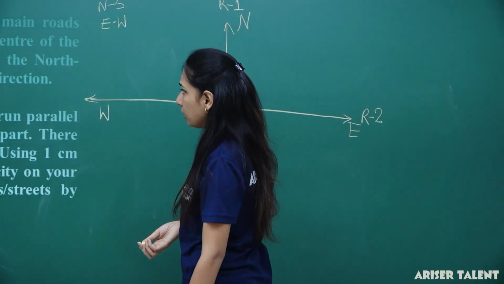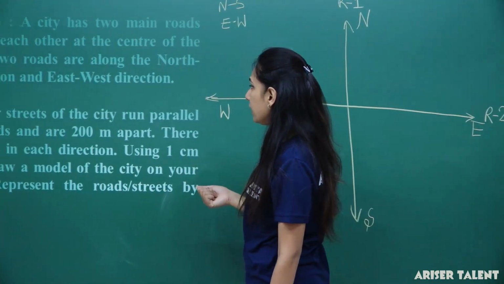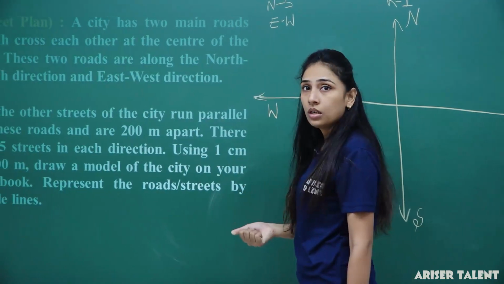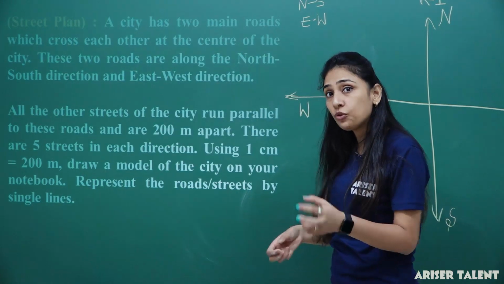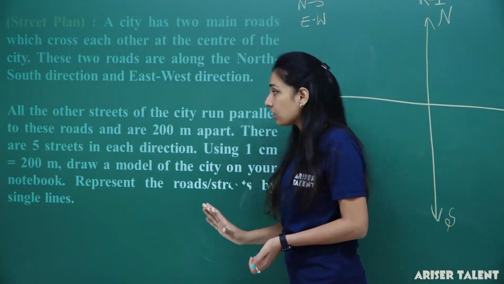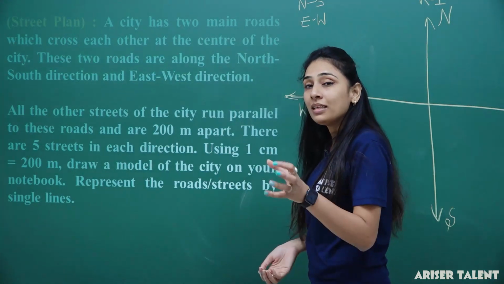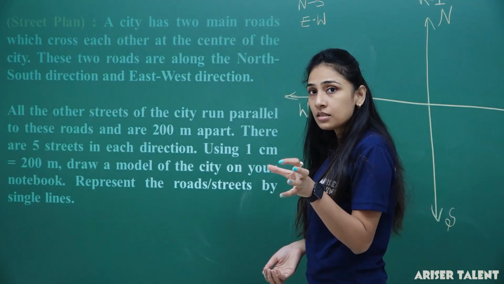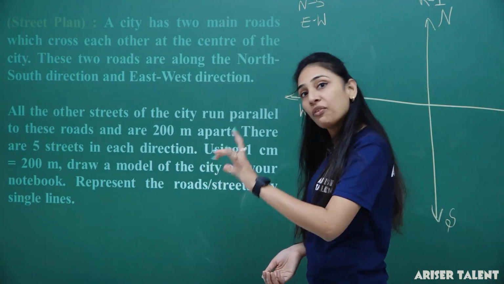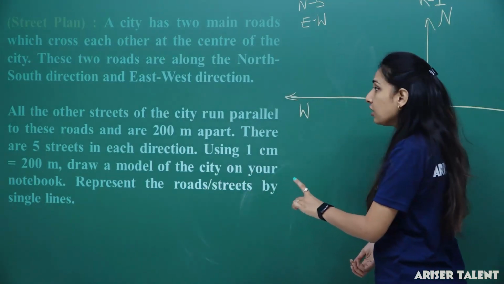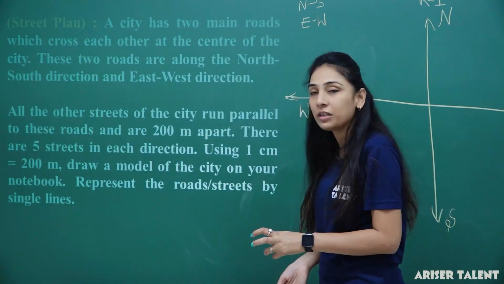Let's see what it's telling. All the other streets of the city run parallel to these roads. Parallel, you know what parallel means. Okay, so we will have to draw some parallel streets, right? And they are 200 meter apart. How many meters are they apart? The distance is 200 meter apart. There are 5 streets in each direction, using 1 centimeter equals 200 meter.